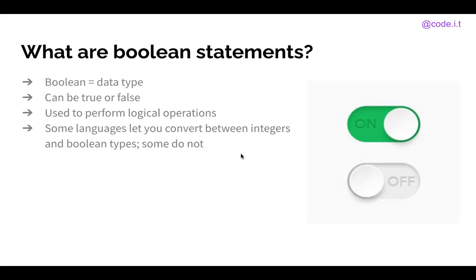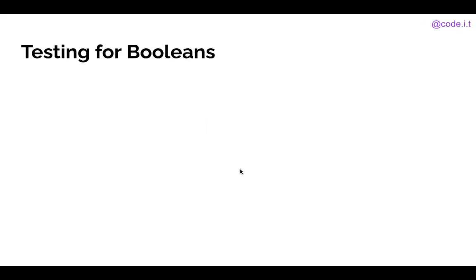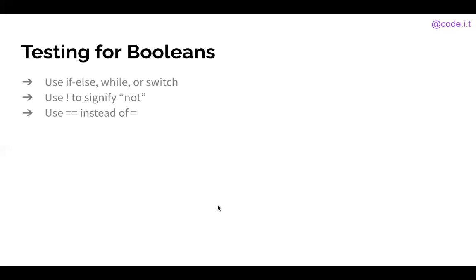Some languages let you convert between integers and Boolean types, and some do not. So that's something you'll have to check on with the specific language you're learning. It does vary. So testing for Booleans: use your if-else statement, while loop, or you can use a switch to test. Use the exclamation point to signify not. We'll touch more on this in a second. And use the double equal sign instead of a single equal sign.